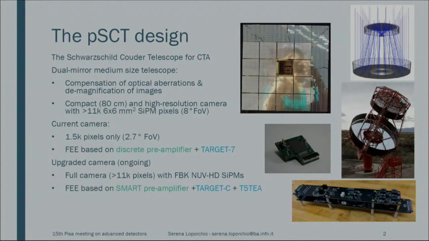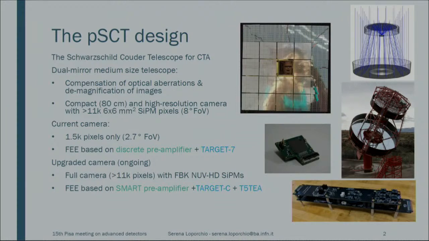And up to today, this prototype is only equipped with less than 2,000 pixels. Part of them are Hamamatsu silicon photomultipliers. Part of them are FBK silicon photomultipliers. And the current front-end electronics is based on a discrete preamplifier, followed by the TARGET 7 ASIC for sampling, digitization, and the trigger generation.